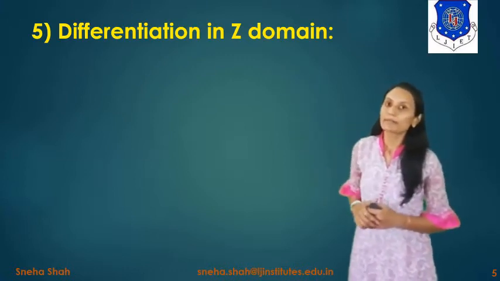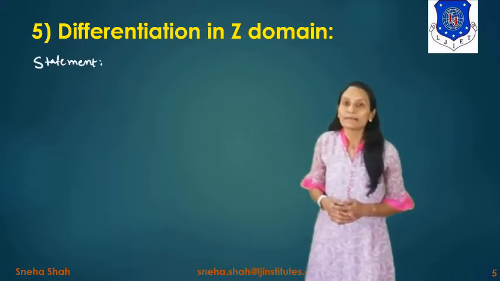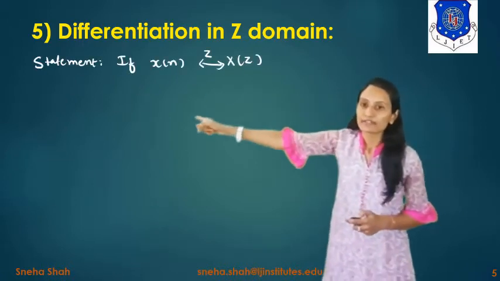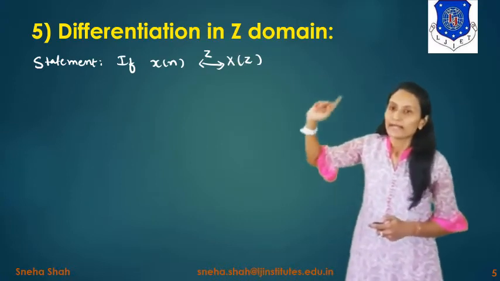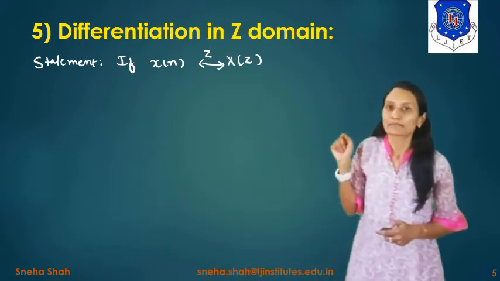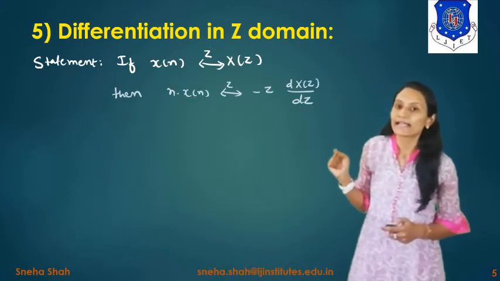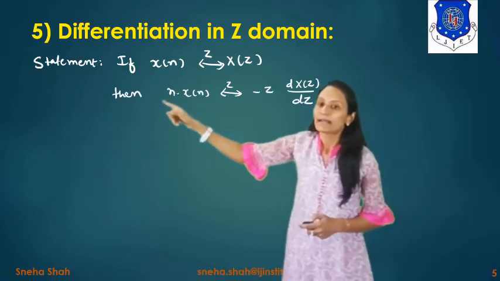So in this property, first of all, I am writing the statement for this. So what will be the statement? If I am taking the input sequence x of n and finding the z transform, then it will give you x of z. Now we have to do differentiation in the z domain. So the term will be like this: minus z d by dz x of z. Corresponding to it, the input term will be multiplied with n.